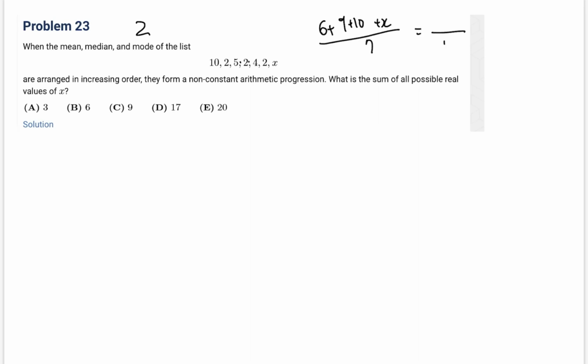So it's 7 in the denominator, and x plus 23 in the numerator. No, x plus 25 in the numerator. So the mean is x plus 25 over 7. So first, let's just put this in increasing order: 2, 2, 2, and then 4, 5, 10, and then we don't know where x goes.